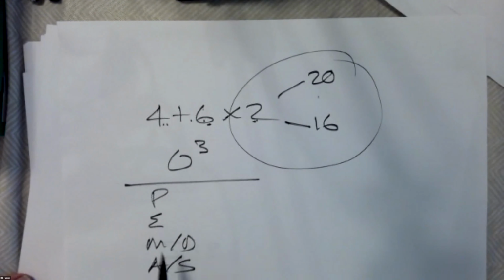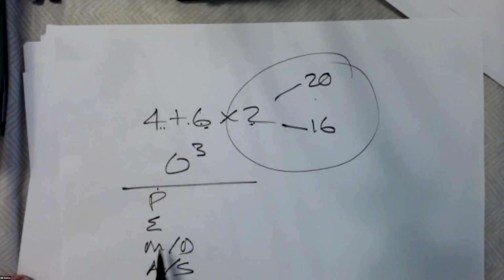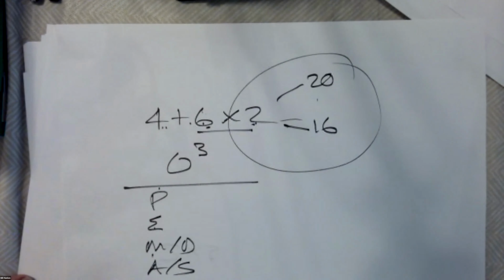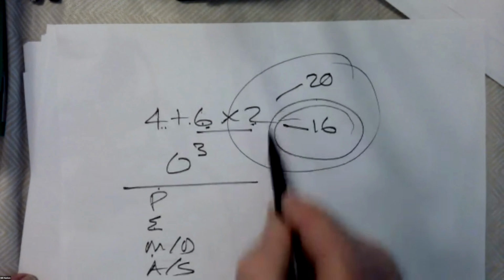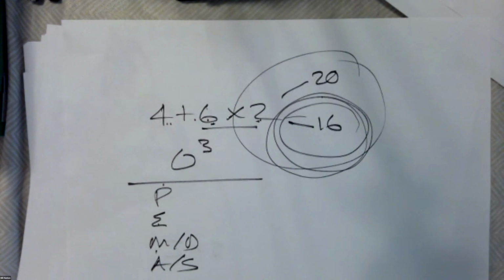So what we're going to do now is we will do anything that has parentheses. We don't have any exponents. We have a multiply, so we do that. 6 times 2 is 12, plus 4 is 16. So now we're going to agree that this is the answer.